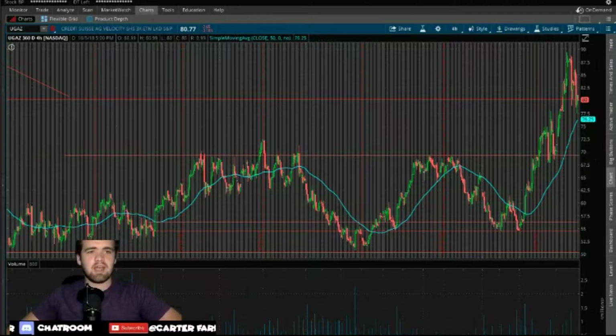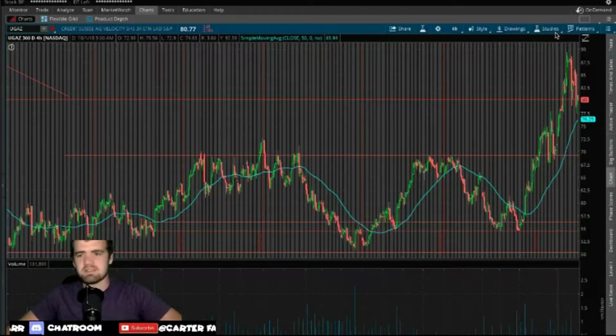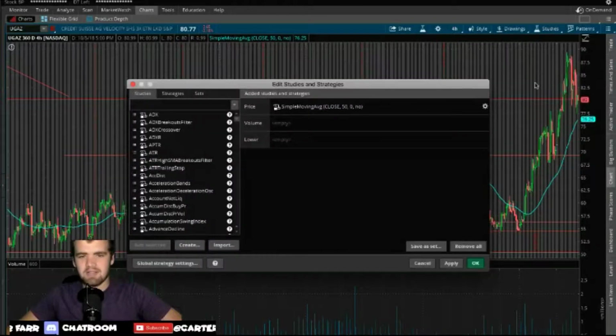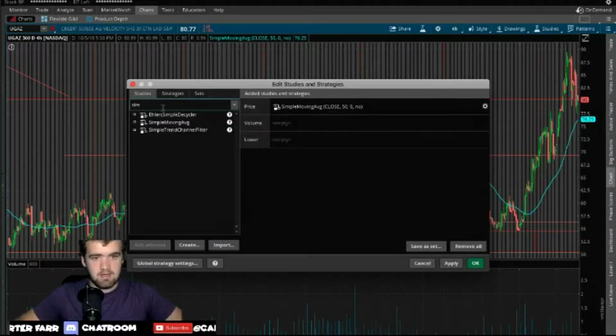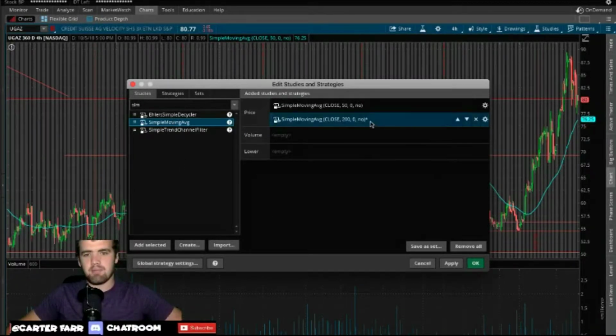So we have UGAS up here, and how to set your SMA indicator is very simple. You've got to go up to studies, click on that, and then you can either click add study or edit. I'm going to click on edit right here, and you're going to want to type in simple, SIM, and go to this one right here, and then double click this one, or you can click add selected. And once you do that, boom, that pops in.